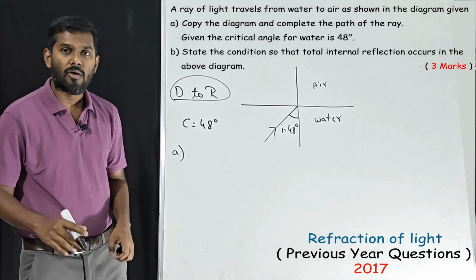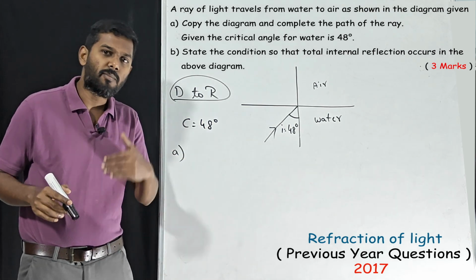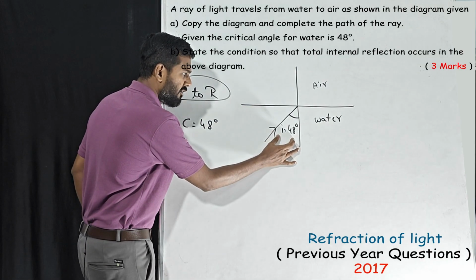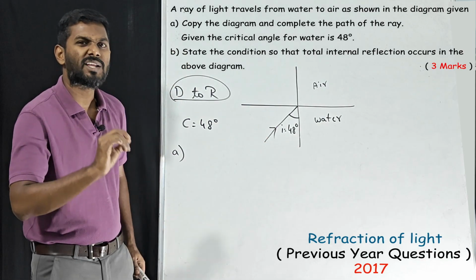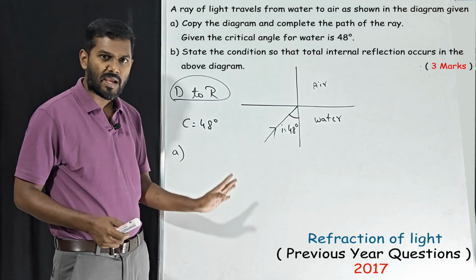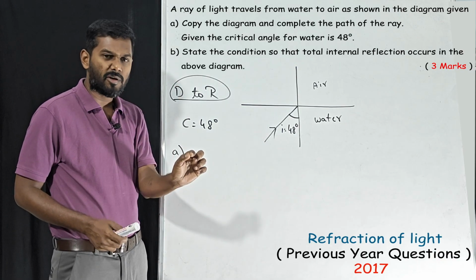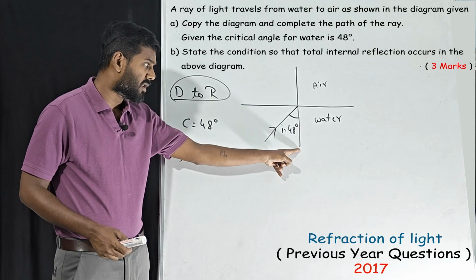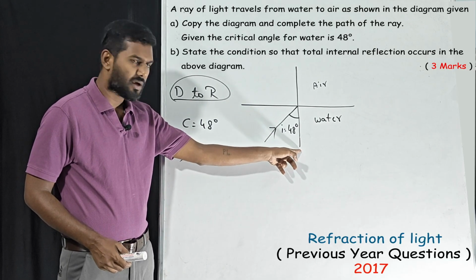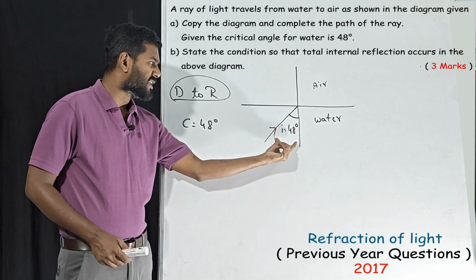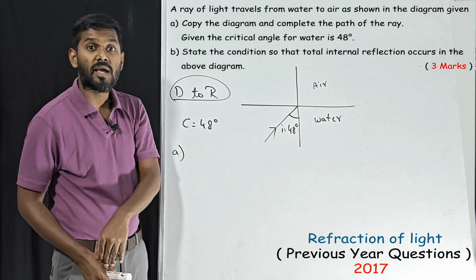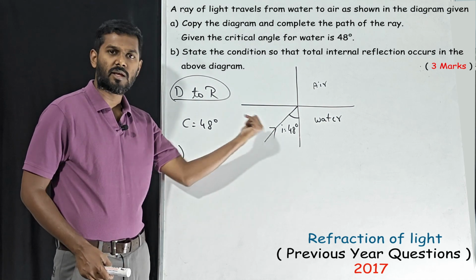Now listen, how many students will become Bakra during the exam time? Listen, here they have given 48 degrees. Correct. What is angle of incidence? I represents angle of incidence. What is angle of incidence? The angle between the normal and the incident ray. This is the incident ray and this is the normal. So what is the angle between them? That is angle of incidence. In this question they have given it directly. Correct. That is how we can use it.